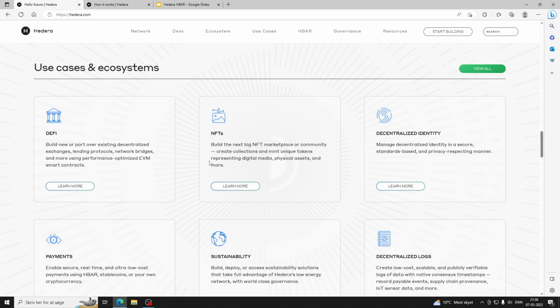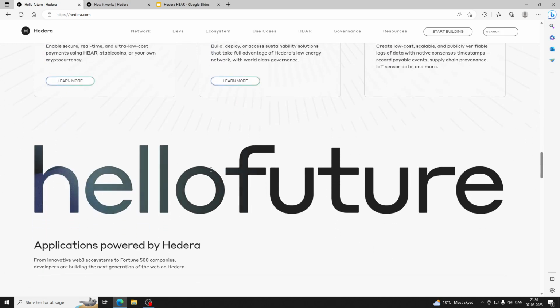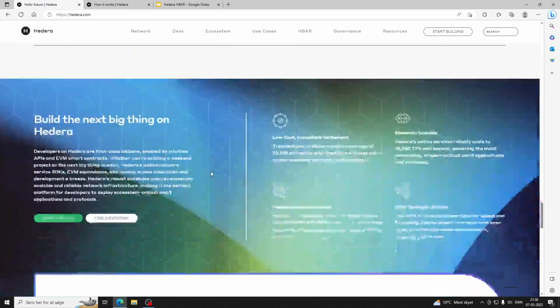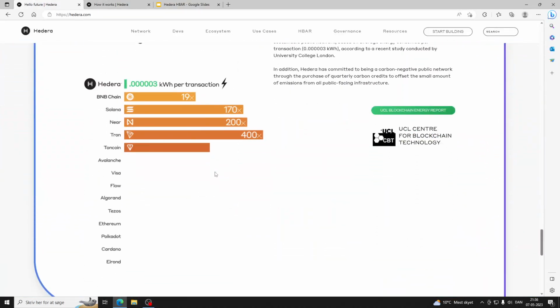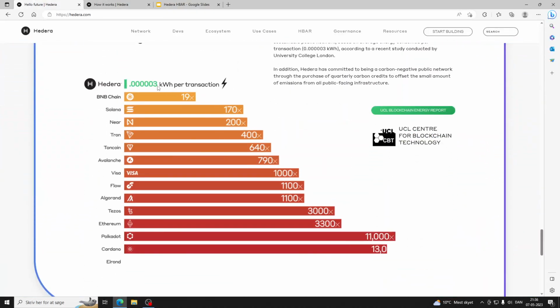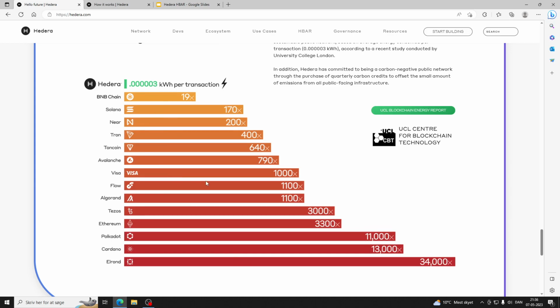And if you ask me, I think this is going to pop off in the next bull run, but of course, none of this is financial advice, and you should always do your own research. Hedera is probably the greenest blockchain out there, and you don't even have to compare them to any of the other cryptos. I mean, you can just take a look at Visa. They literally make 1,000 times the amount of kilowatt per transaction than Hedera does. So that just baffles me, to be honest.